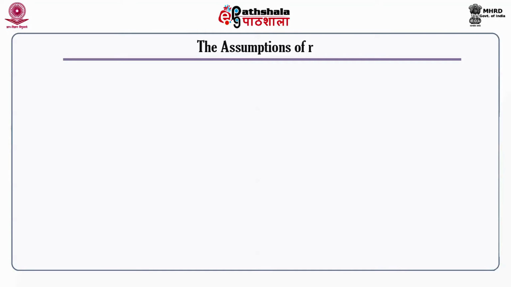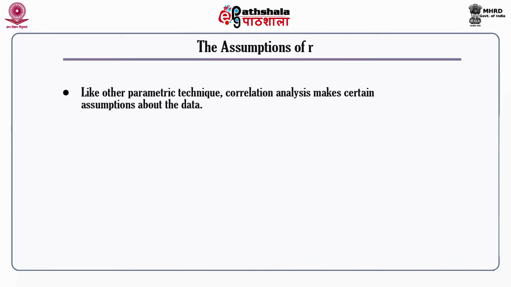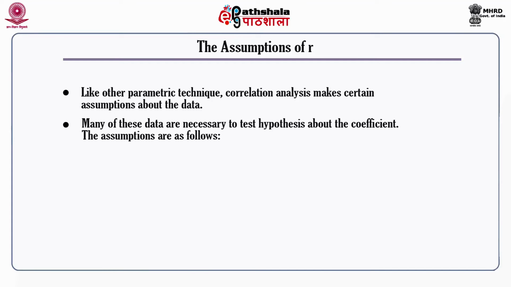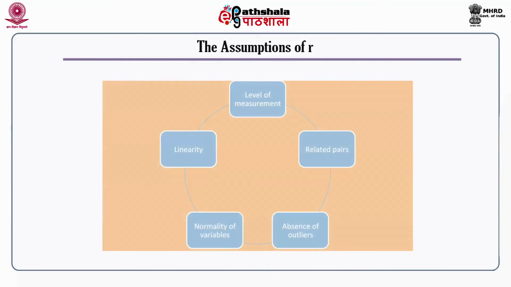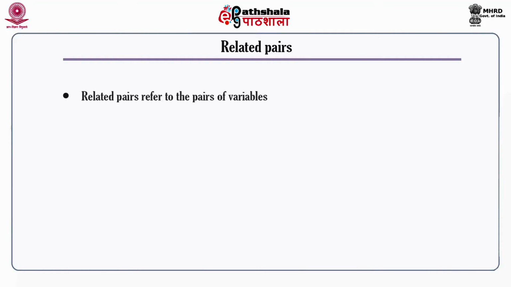Assumptions of correlation coefficient. Like other parametric techniques, correlation analysis makes certain assumptions about the data. Many of these assumptions are necessary to test hypotheses about the coefficient. The assumptions are as follows. Level of measurement. Level of measurement refers to each variable. For a Pearson correlation, each variable should be continuous. Related pairs. Related pairs refer to the pairs of variables.